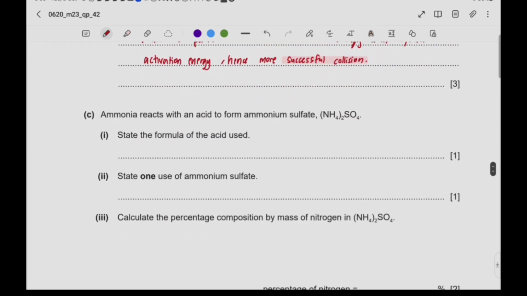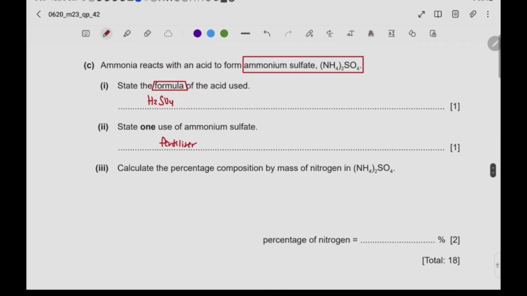Okay, so let's see about ammonium sulfate, about the acid used in ammonium sulfate. Whenever you see sulfate, we have only 3 acids in our syllabus: nitric acid, hydrochloric acid, sulfuric acid. So H2SO4. Why H2SO4? They ask you to write the formula, not the name, yeah? So what is the use of ammonium sulfate? Very simple. It's always used for fertilizer.